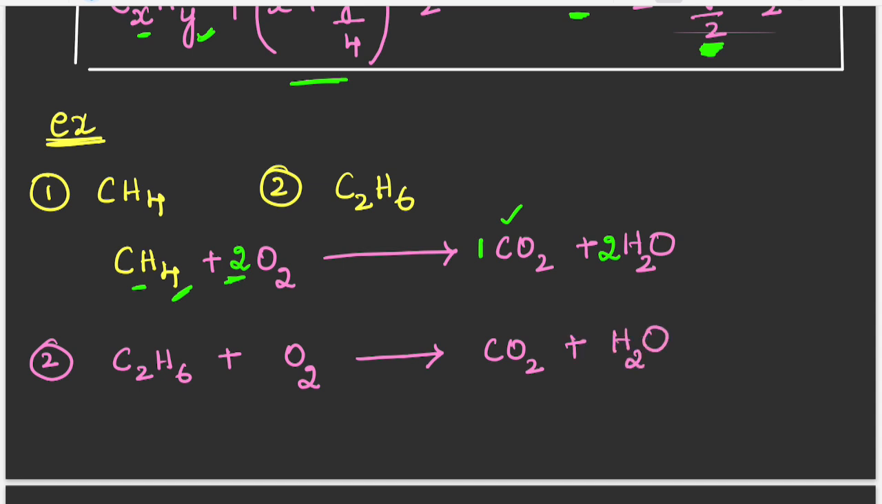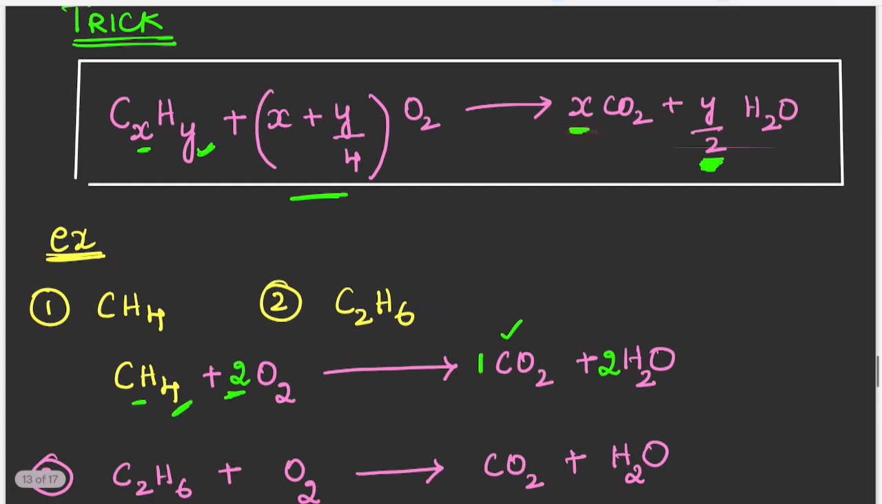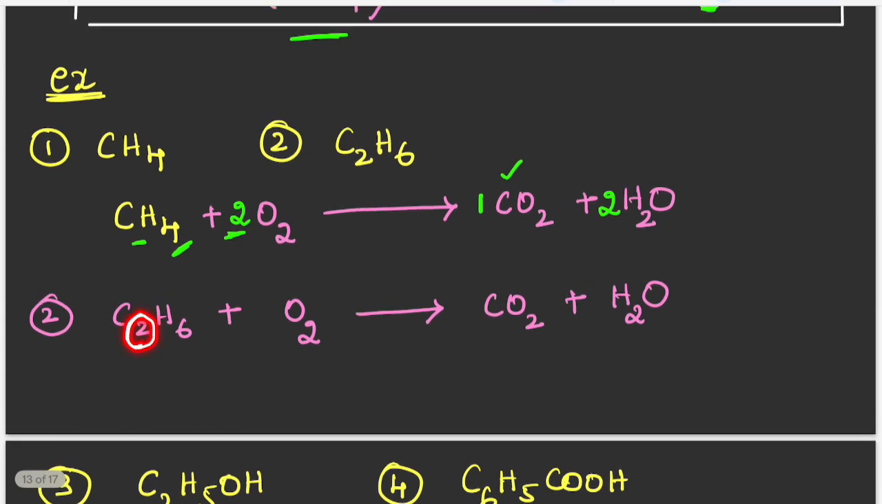So which one do you have to balance first? Always carbon we have to balance first, second hydrogen, third oxygen. So first we have to balance carbon. How will you balance carbon? It is x times. What is the value of x? The x value is 2, so you will be writing 2 here.